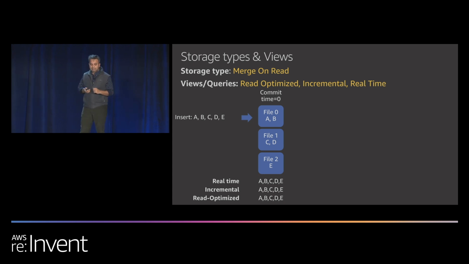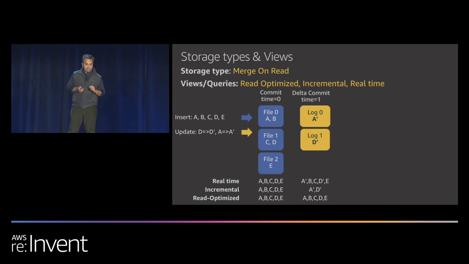So what happens in merge on read? Whenever data changes, we write a log. This is a log of what has changed in this data set. So notice the views. The real-time view is getting the updated data sets in this particular view. The incremental view is again getting the updated data sets, but the read-optimized view is not getting the data set.